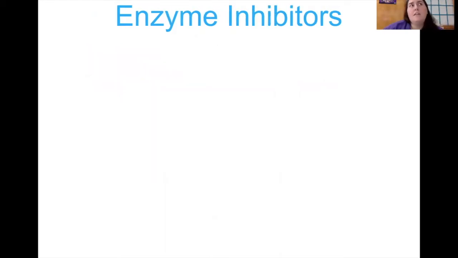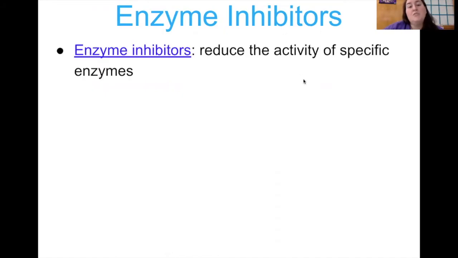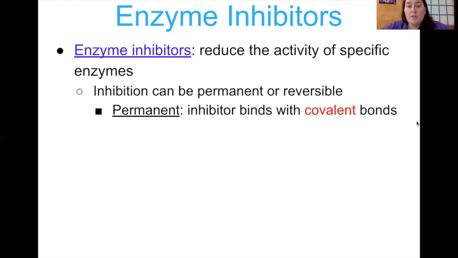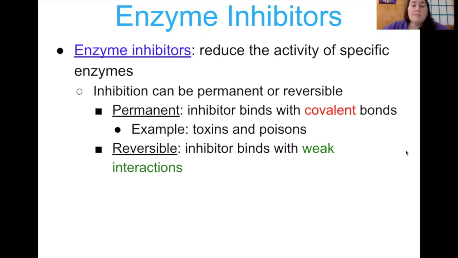All right, and so then we also have enzyme inhibitors. Enzyme inhibitors are going to decrease the activity of specific enzymes. They're going to target a specific enzyme to allow its function to decrease or halt in completion. This can be permanent or it can be reversible. If it's permanent, the inhibitor is binding with strong covalent bonds. This can be like a toxin or a protein. If it's reversible, the inhibitor itself is interacting weakly, meaning it can be removed from the enzyme.